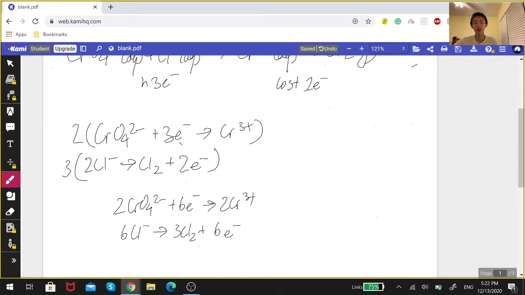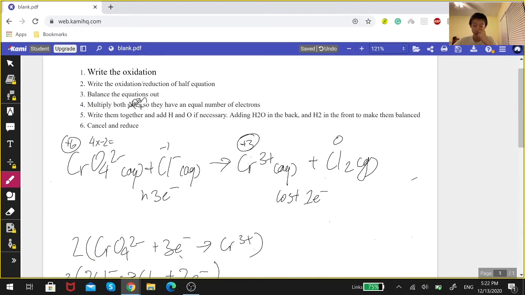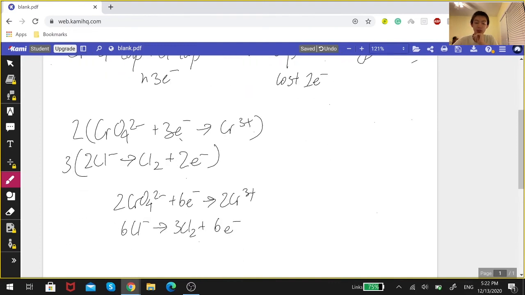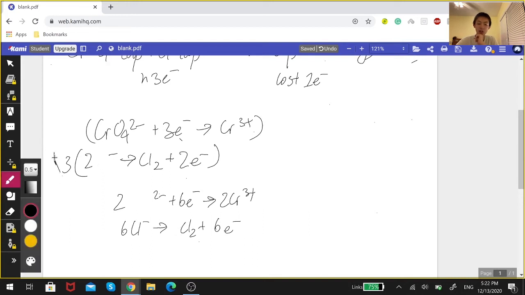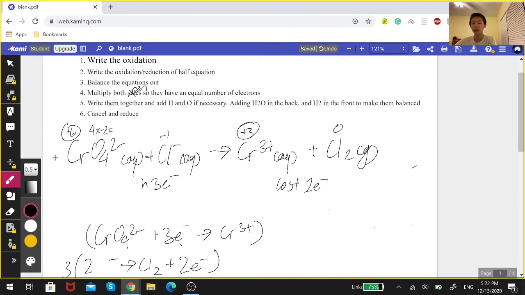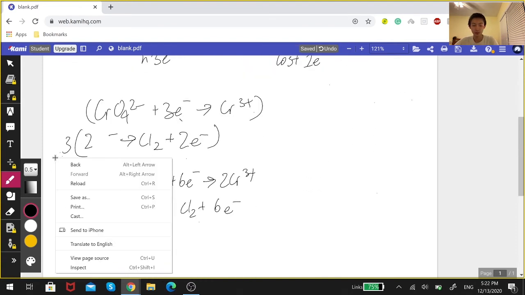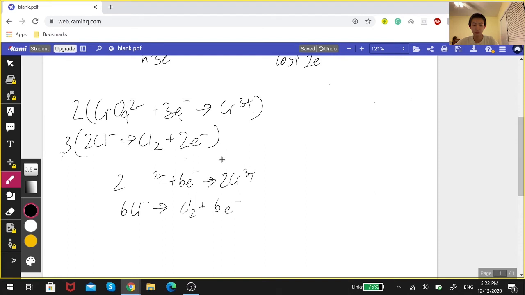Now we add H and O if necessary, which is step 5. We have extra O's on this side, but no O's on this side at all. So we need to add H2O's. First add H2O's on the right, and then add H's on the left. How many oxygens do we add? We have 2 CrO4, which makes 8 oxygens. So we add 8 H2O, and that makes an additional 16 hydrogens that we need to balance out, by writing 16 H+ on this side.